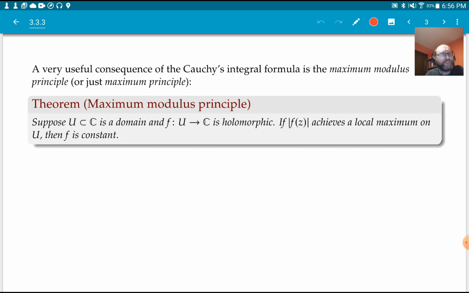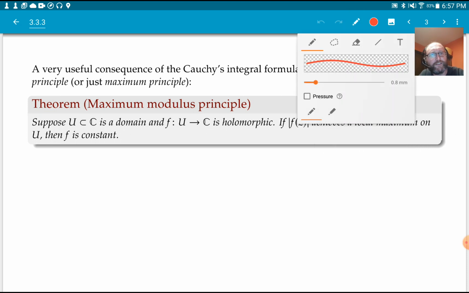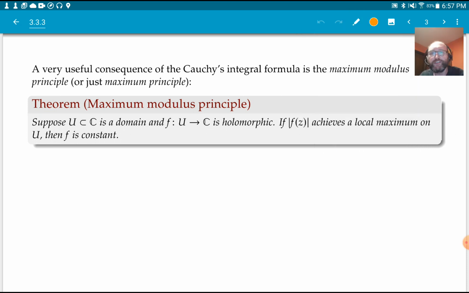This theorem says that if the modulus of f achieves a local maximum, we just need a local maximum, it could be a global maximum, you could just take a smaller domain, then f is constant. If we want to say that it's constant, we need to assume that it's defined on a domain, a connected set. Otherwise, it would be constant in the component where it achieves a local maximum. So if you have a holomorphic function on a connected open set and the modulus achieves a local maximum, then it's constant.